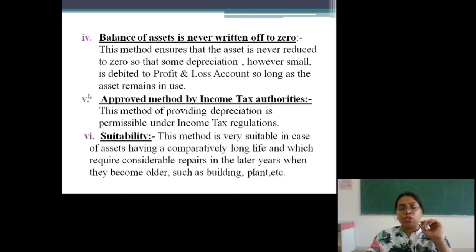Suitability: this method is very suitable in case of assets having comparatively long life and which require considerable repairs in the later years when they become older, such as buildings, plant and so on. So this method is suitable where the assets have a very long life, and also require considerable repairs in later years rather than initial years, as they become older, such as buildings and plants.